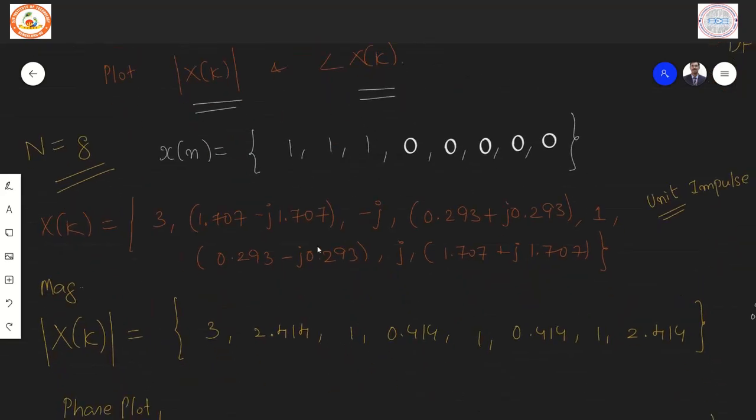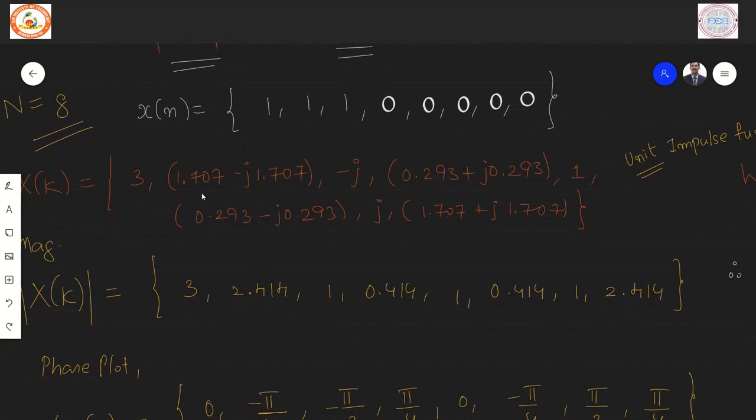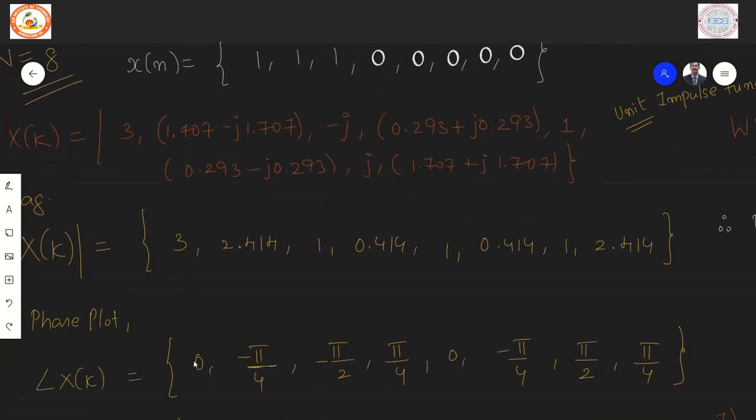Now for this, to find the magnitude, as we are aware, for a complex number, the magnitude is given as square root of a square plus b square, where the complex number is a plus jb, and the angle is given as tan inverse of b by a. So the magnitude can be easily computed from this complex number. If possible, you can change to polar form also. In polar, you get the magnitude separately and the angle separately. So you can list out which are the various magnitudes and which are the various angles.